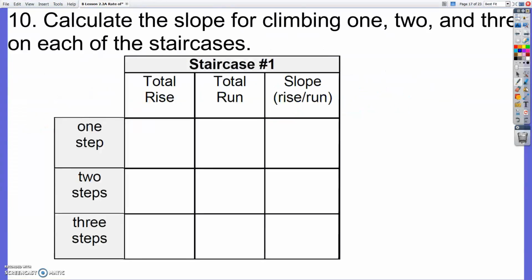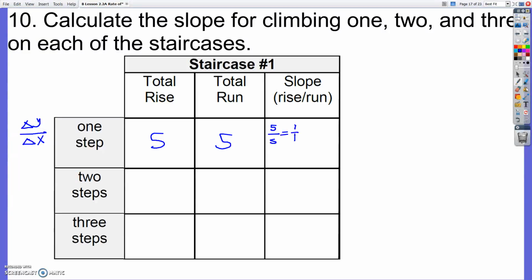All right. So let's go ahead and look at this. We're going to calculate the slope for climbing 1, 2, 3 on each staircase. On step 1, I went up 5 and over 5. So before we continue, I just want you guys to realize that we are going to be comparing the ratios of change in y over change in x, and we're going to compare those ratios for each and every step to see what we get. So the rise over run would be 5 over 5, which is equivalent to 1 over 1.